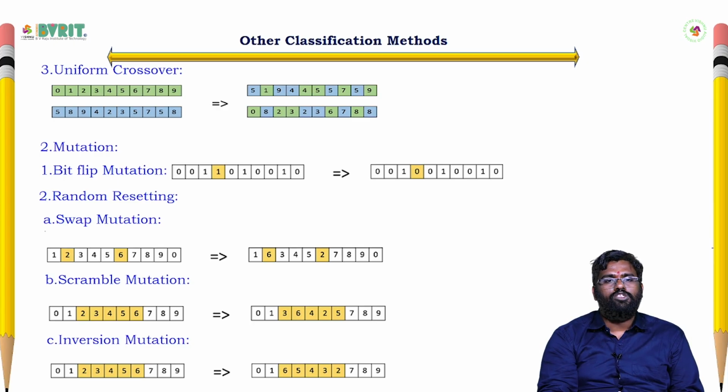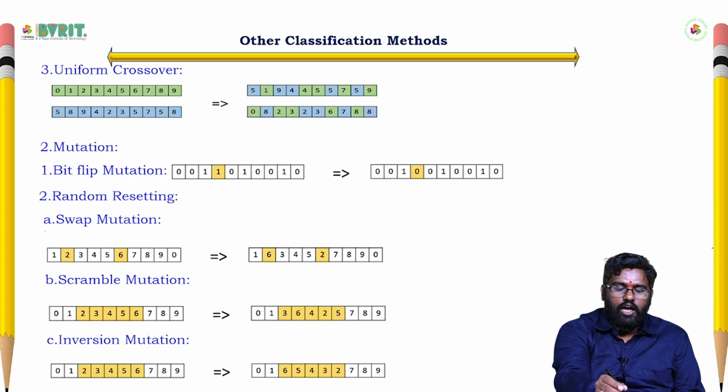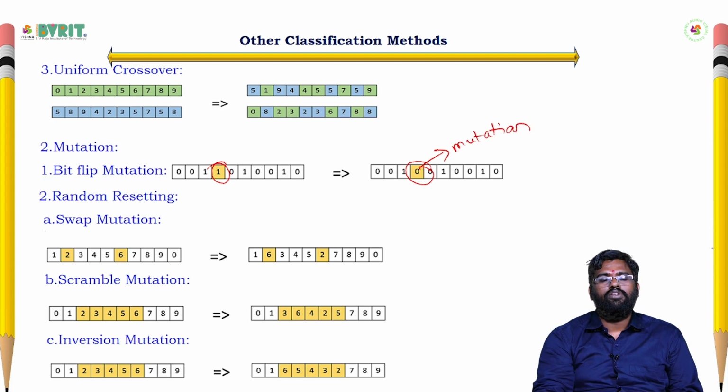Next one, mutation. The second operator, mutation, is used to change only one point at a time. So here I have chosen 1, which means that value will be changed into 0. This is called the mutation point. The second type is random resetting, which has different types.